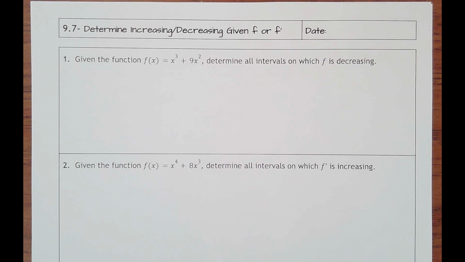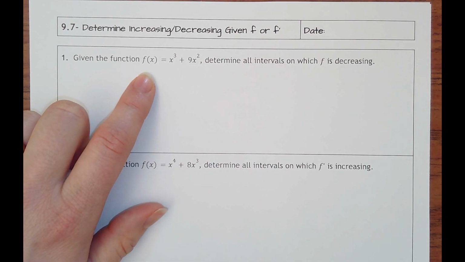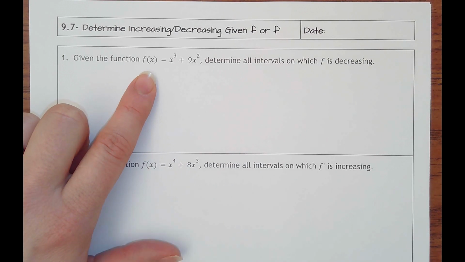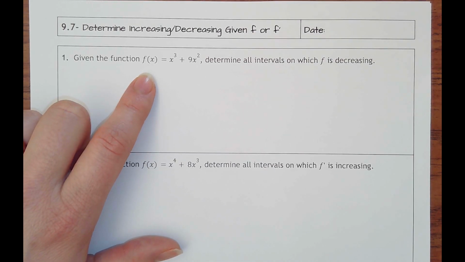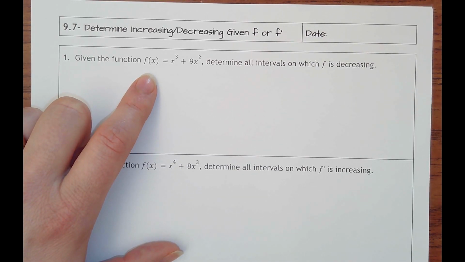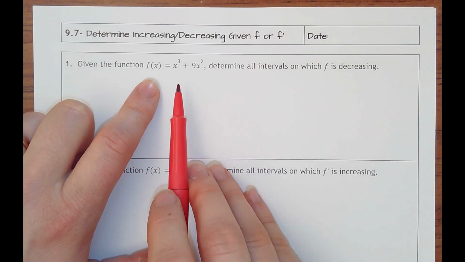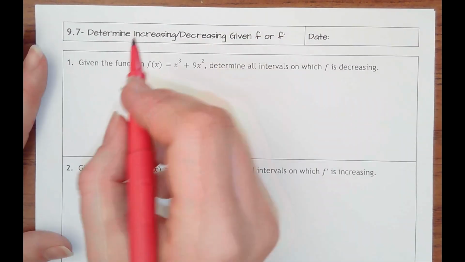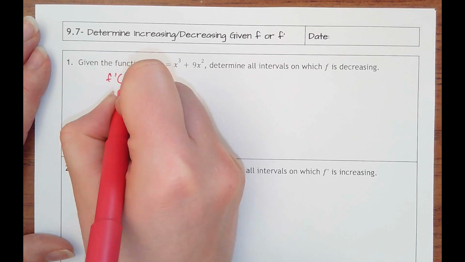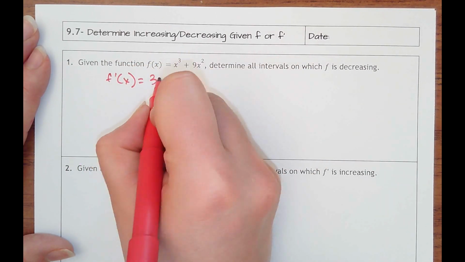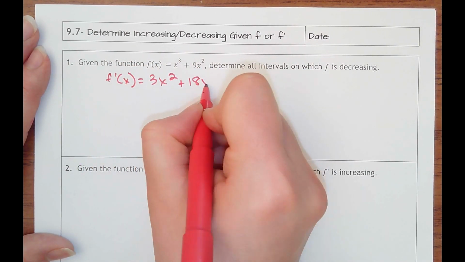f or f prime. So you have to be careful about what they're giving you to know how to find it. Number one says, given the function, so we're just given f of x, determine all intervals on which f is decreasing. And so I think I want to always go up a step. Taking the derivative of something is like going up a step. It tells you what the slopes are. So I'm going to find the slope, or the derivative of this, which would be 3x squared plus 18x.